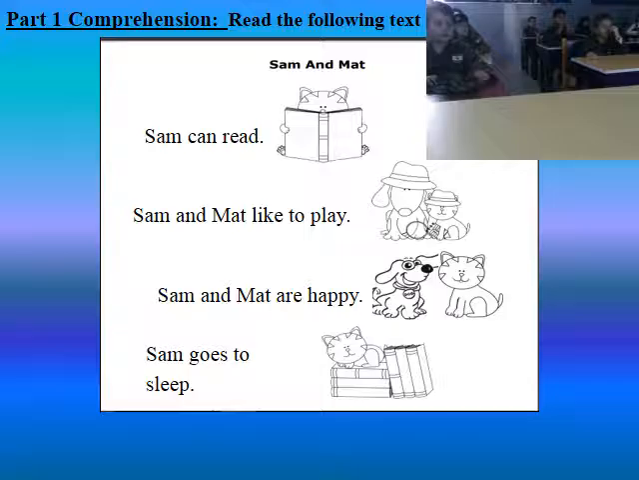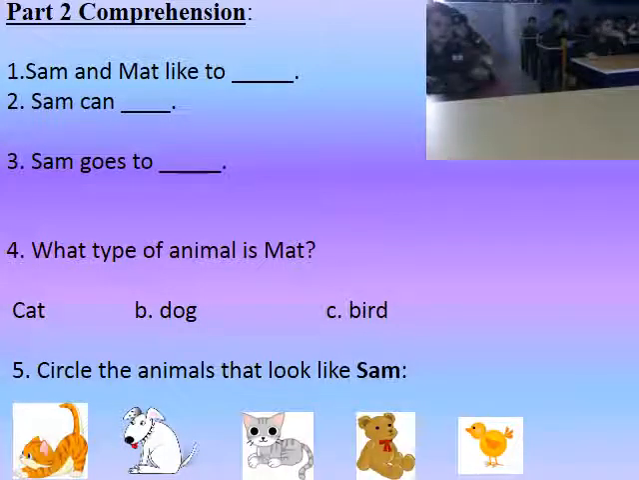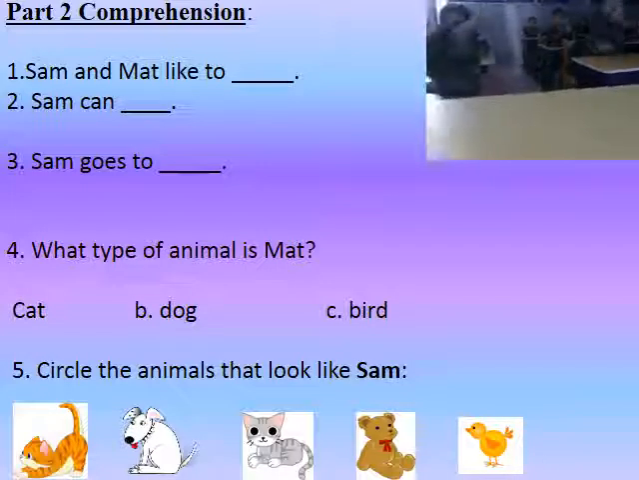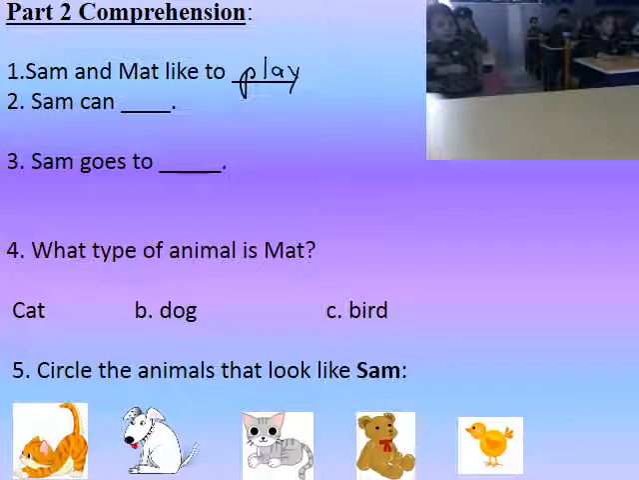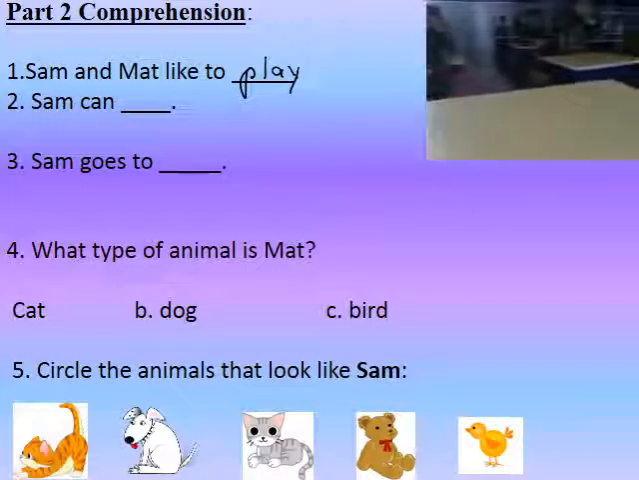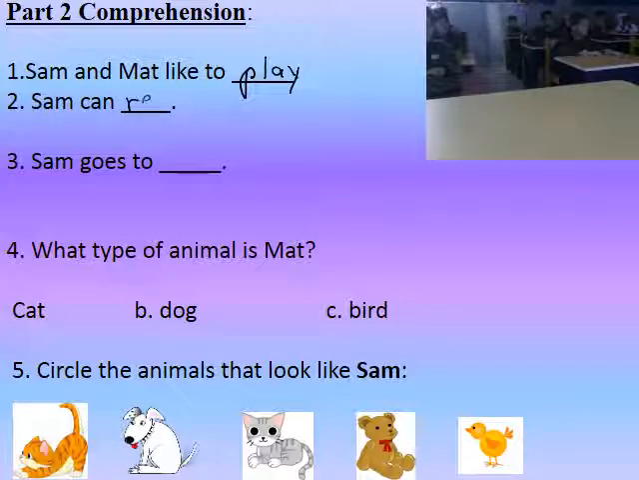Let's answer the question. Sam and Matt like to what? Play. Who says play? Raise your hand. Sam and Matt like to play? Yes. Sam can do what? Read. Who says read? Raise your hand. The story. Who says read? All right. Excellent. Read.